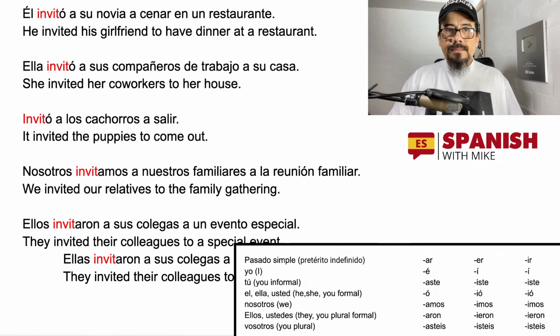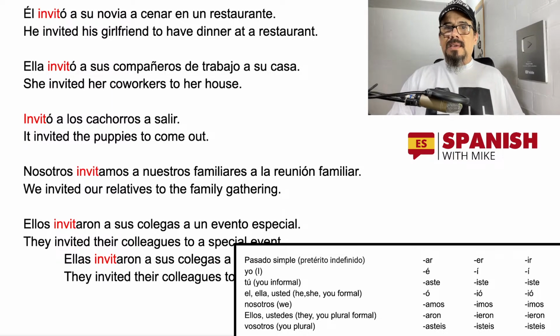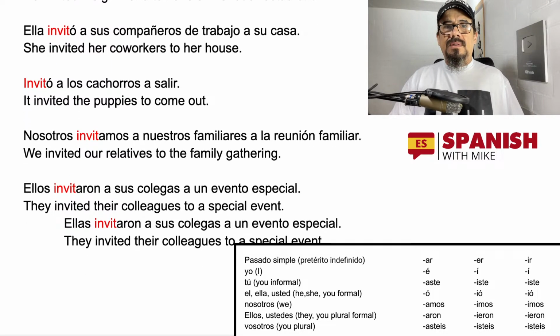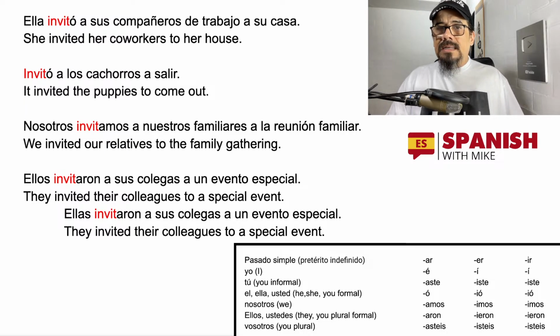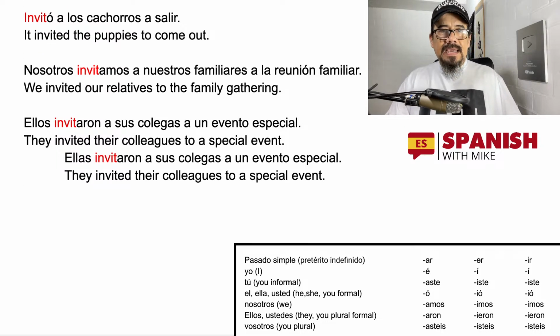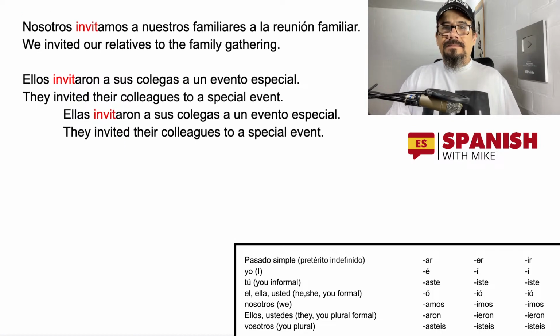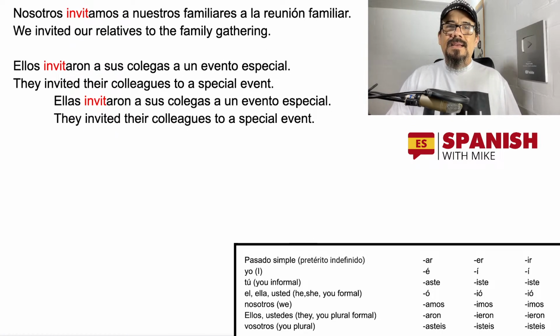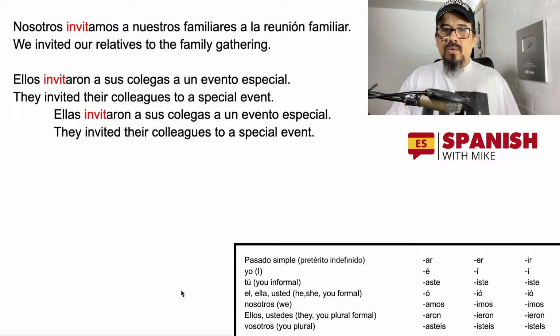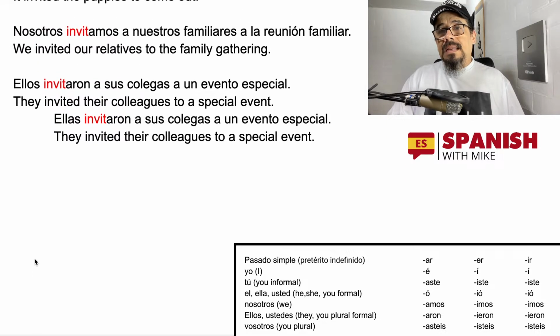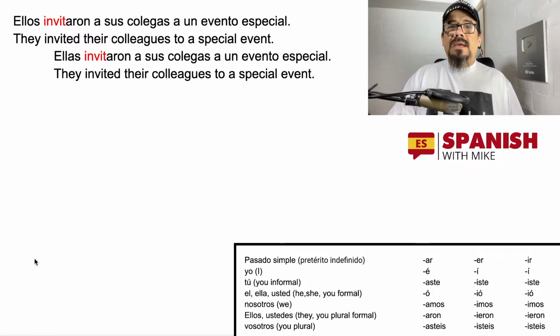Plural in Spain. Él invitó a su novia a cenar en un restaurante. He invited his girlfriend to have dinner at a restaurant. Ella invitó a sus compañeros de trabajo a su casa. She invited her coworkers to her house. Invitó a los cachorros a salir. It invited the puppies to come out. Weird sentences. Nosotros invitamos a nuestros familiares a la reunión familiar. We invited our relatives to the family gathering. Familiares o parientes, relatives. Ellos invitaron a sus colegas a un evento especial. They invited their colleagues to a special event. Male. Ellas invitaron a sus colegas a un evento especial.